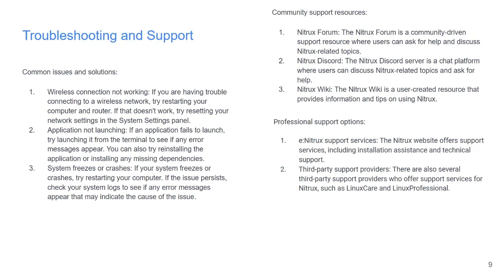Troubleshooting and support. A lot of the times, issues happen. The connection might not be working, or the application might not be launching, or the system freezes or crashes. If any of that happens, just follow the simple steps right here. If your system freezes or crashes, try resetting your computer. If the issue persists, check your system log to see if any error messages appear that may indicate the cause of the issue. The community support resources, so the Nitrux Forum, Nitrux Discord, the wiki, anything like that.